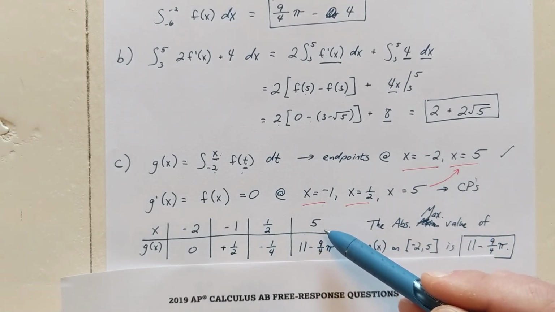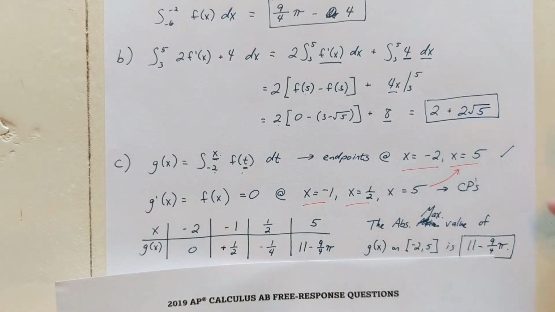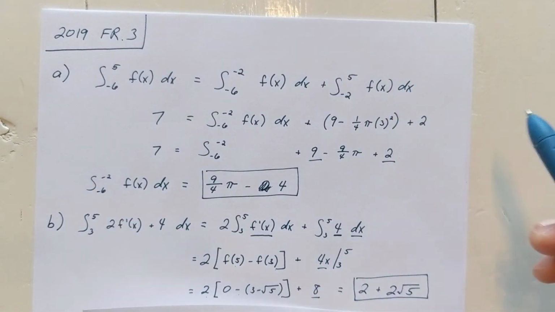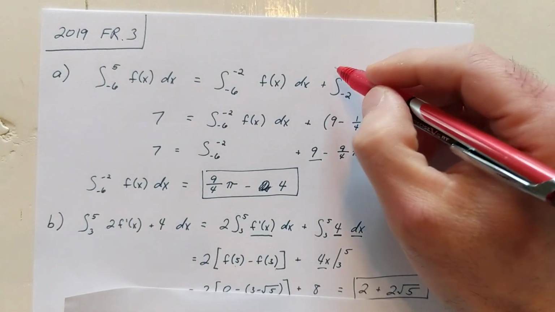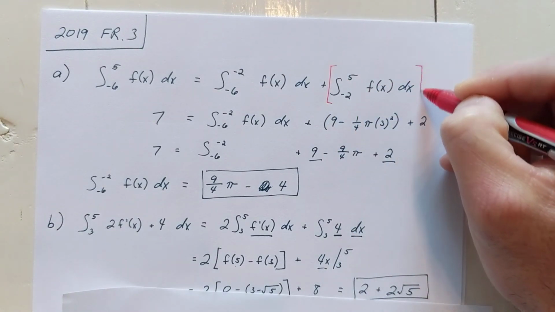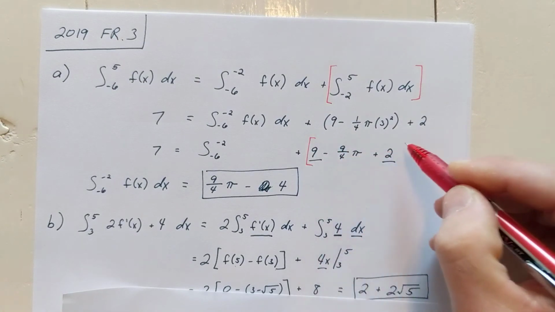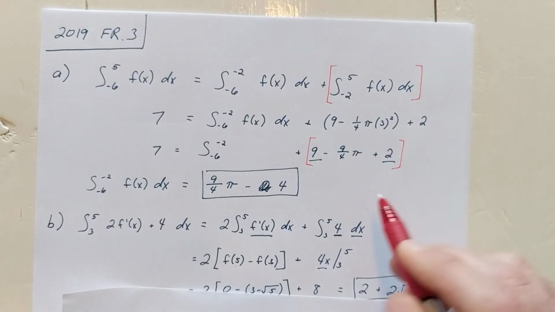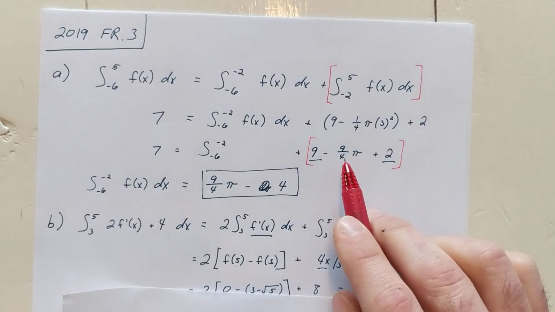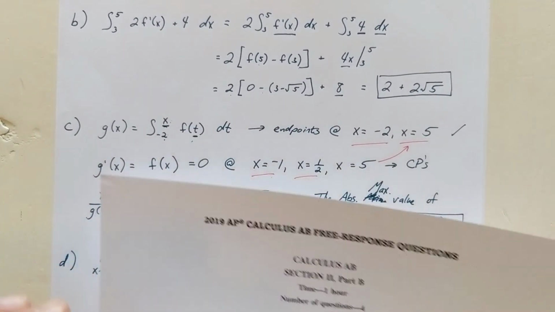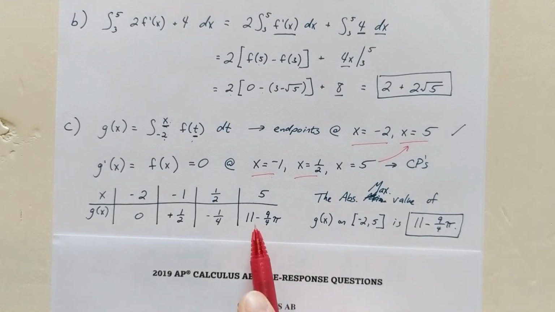And the last one, the toughest one here, was the integral from -2 to 5, but that is information that we came up with back here in part A. Everything we needed was this integral right here from -2 to 5 of f of x dx. So that's where I got to right here, and I never quite put it all together, but the 9 and the 2 was an 11, and then minus that 9/4 pi. So back to our table here, that's where we came up with the 11 minus the 9/4 pi.